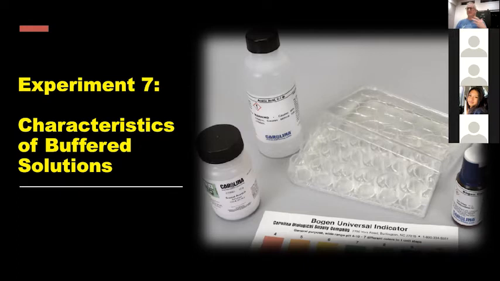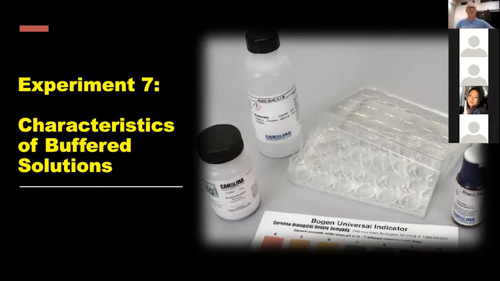So this is a similar situation, but slightly different in that now, instead of just adding sodium hydroxide to acetic acid, we're going to make a solution of acetic acid and its conjugate base. And what's the conjugate base of acetic acid? Acetate ion, that's right. And so we'll find out what happens when we have both acetate ion in a fairly high concentration and acetic acid in a fairly high concentration. We make what's called a buffer.